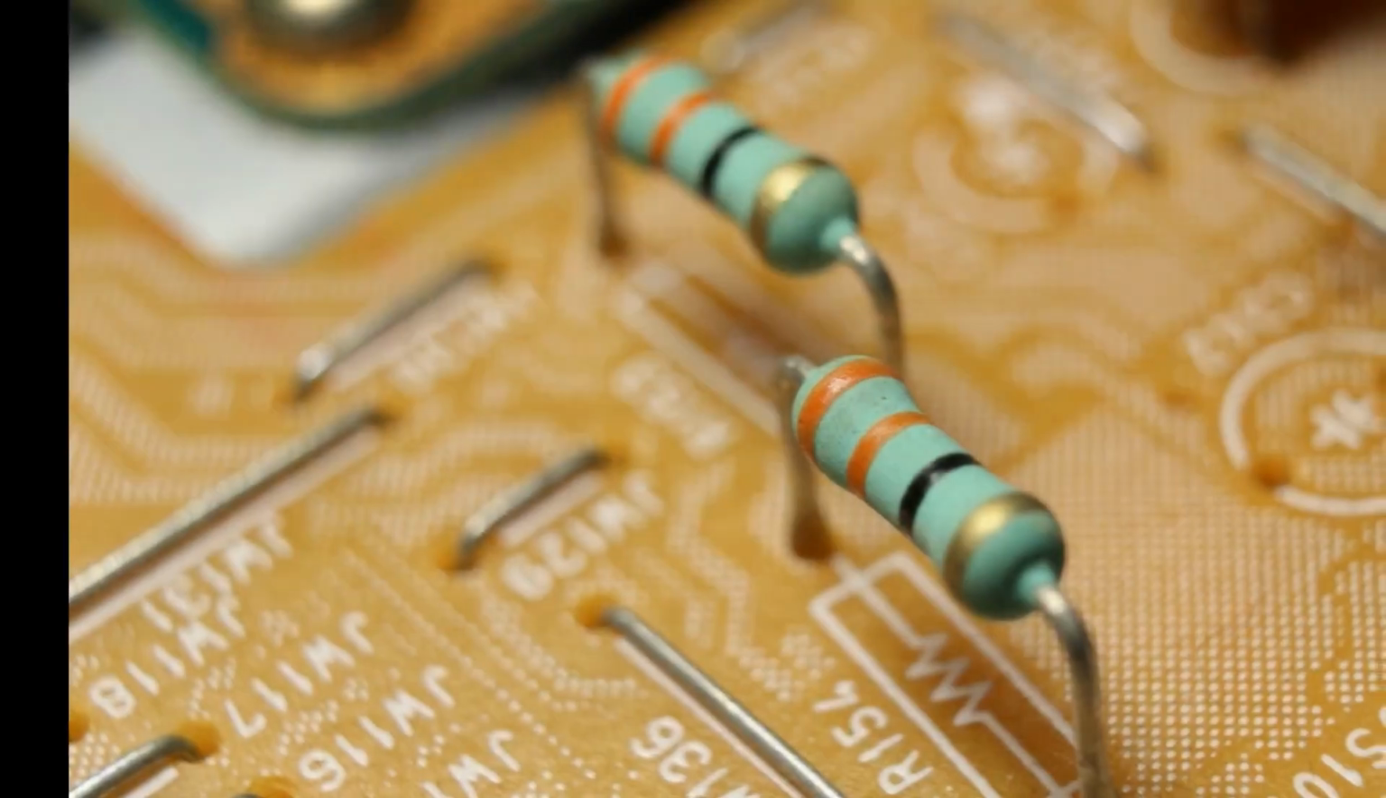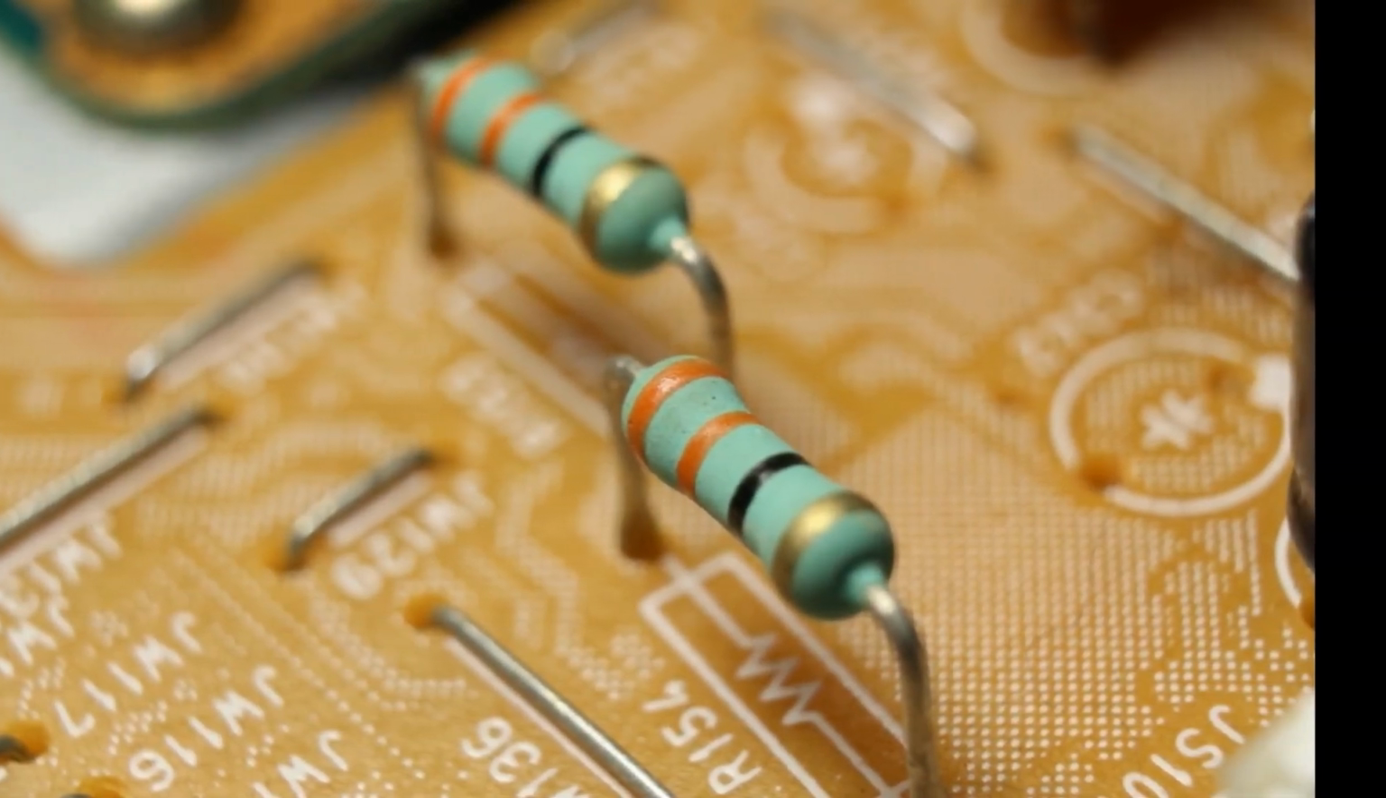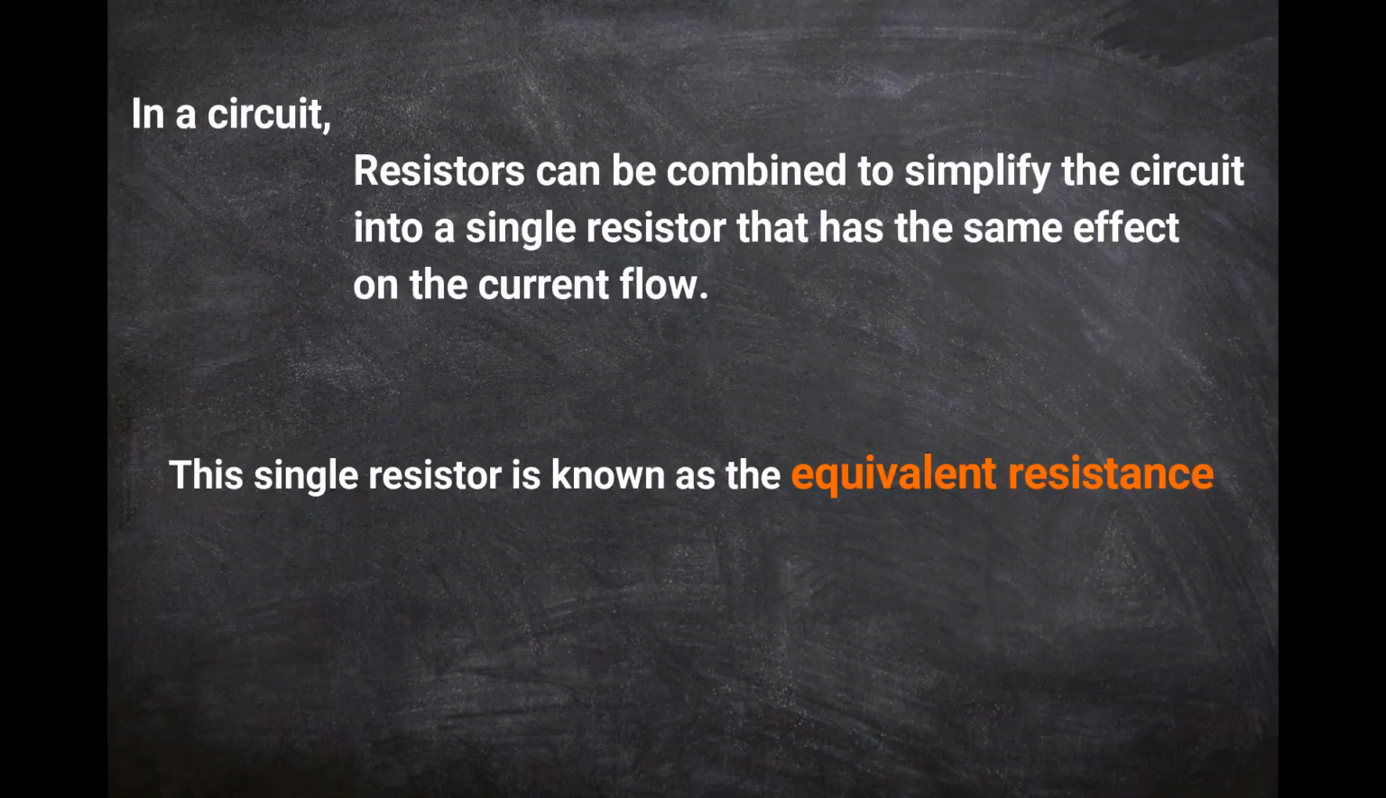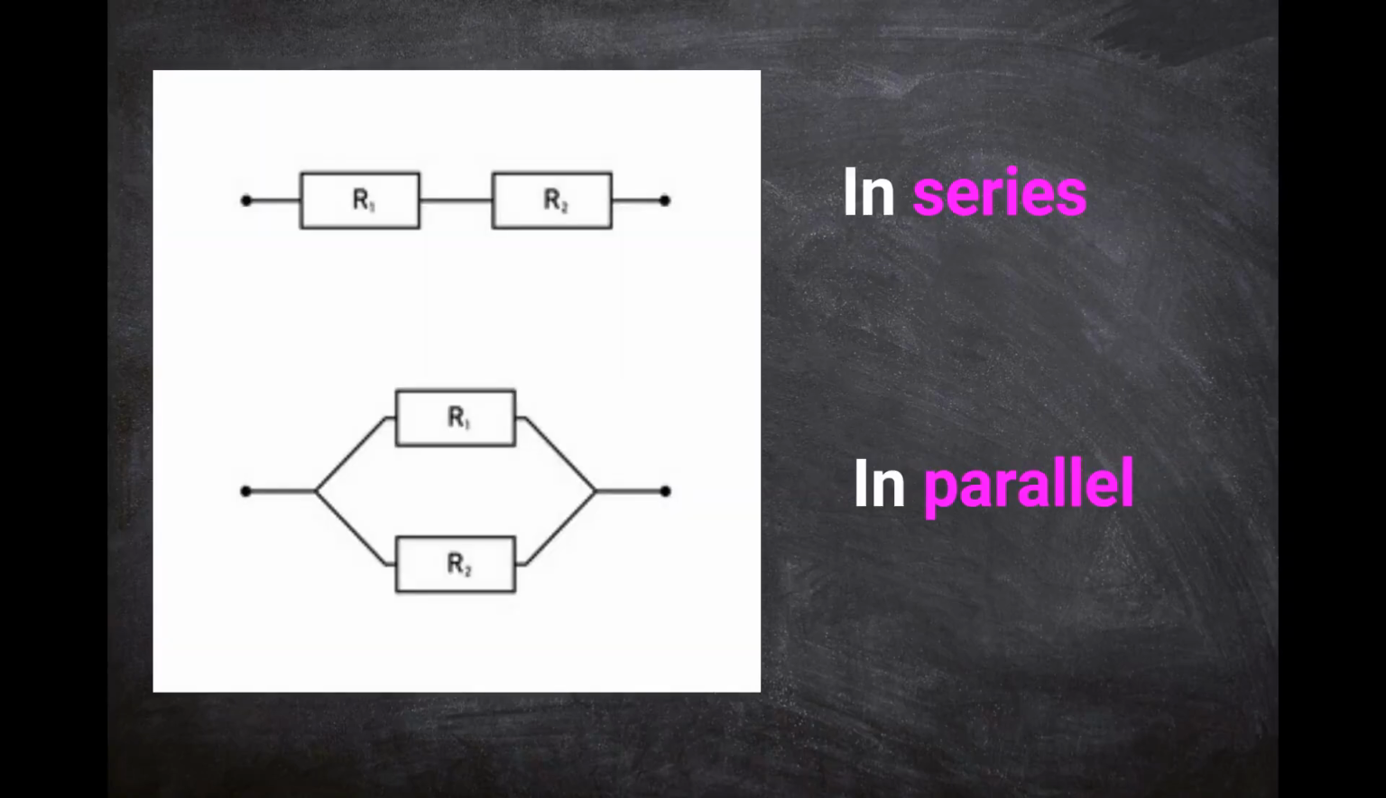Before we jump into calculation, let's briefly cover what equivalent resistance is. In a circuit, resistors can be combined to simplify the circuit into a single resistor that has the same effect on the current flow. This single resistor is known as the equivalent resistance. There are two common ways resistors can be arranged: in series or in parallel. In series, resistances simply add up. In parallel, it's a bit more complex, but we will get there.